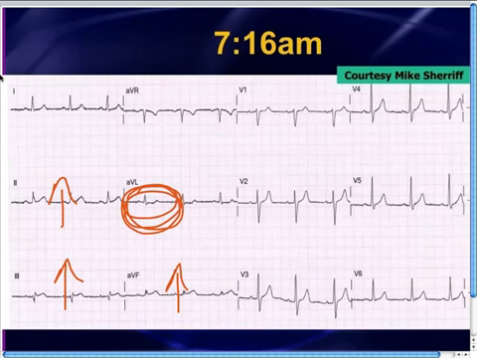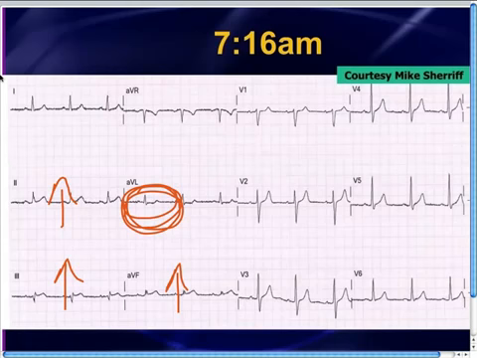minutes later. So that's what Mike was thinking about. Is this an early inferior wall MI? So how do you know? You do something very simple, very quick, very cheap. You simply repeat the 12-lead EKG and see if anything's evolving.